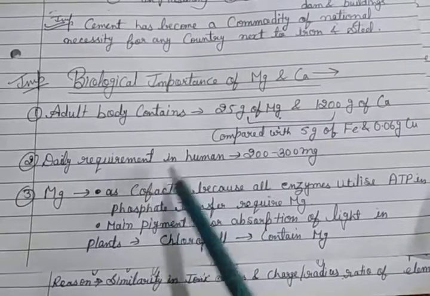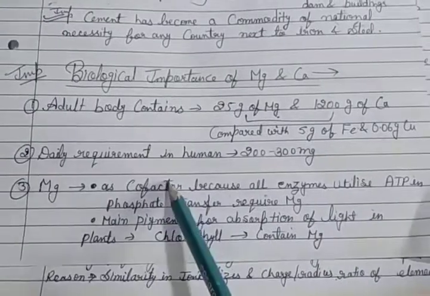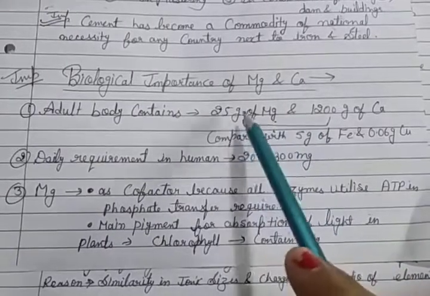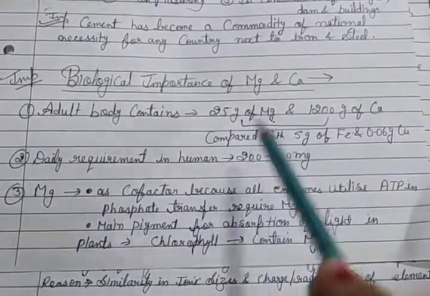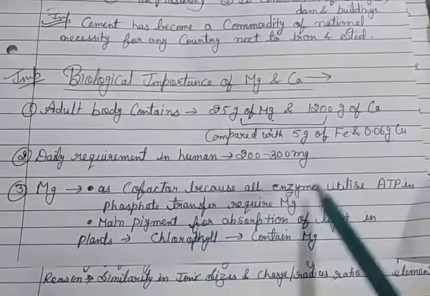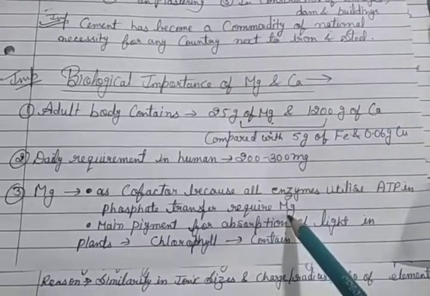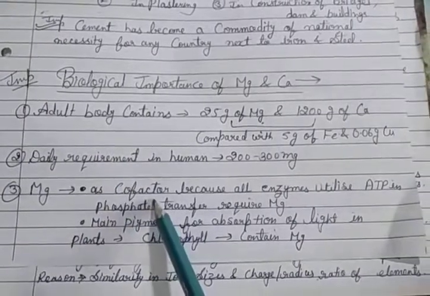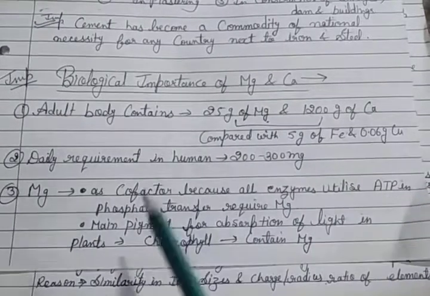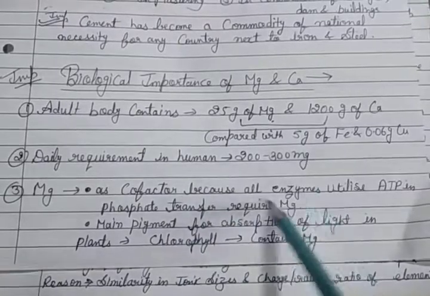The daily requirement in humans is 200 to 300 mg. Magnesium is important in our body as a cofactor because all enzymes that utilize ATP, adenosine triphosphate, in phosphate transfer require magnesium.